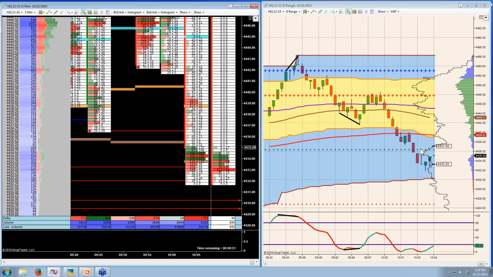So here, you know, you could take the break of the point of control here, but here you don't really have a bunch of sellers stepping up. So if you're not sure, you can wait to see if it retraces back up to that low value area here. And then if it holds and you get sellers stepping in, then you can look to take a sell. Or if you get buyers coming in, then you can look to take the long.